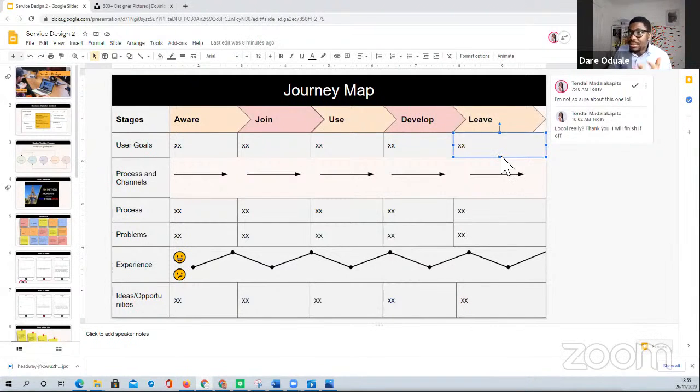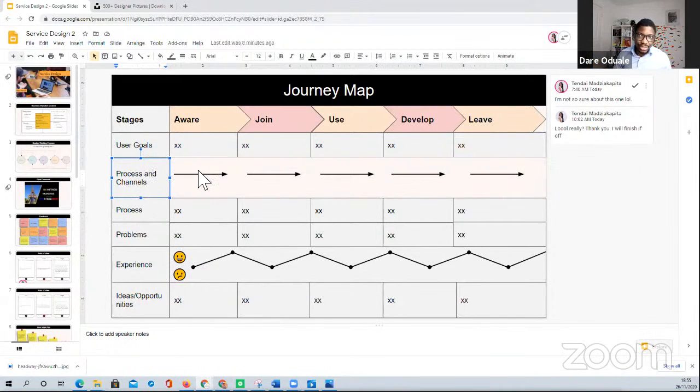By the time I'm leaving the website, or by the time I receive what I've ordered, depending on the stage of the particular service you're working on here, I also have some goals there. Maybe if receive delivery is my last stage, then at that point I just want a delightful delivery experience. I want it to come to me at the scheduled time. Things like that, you know.